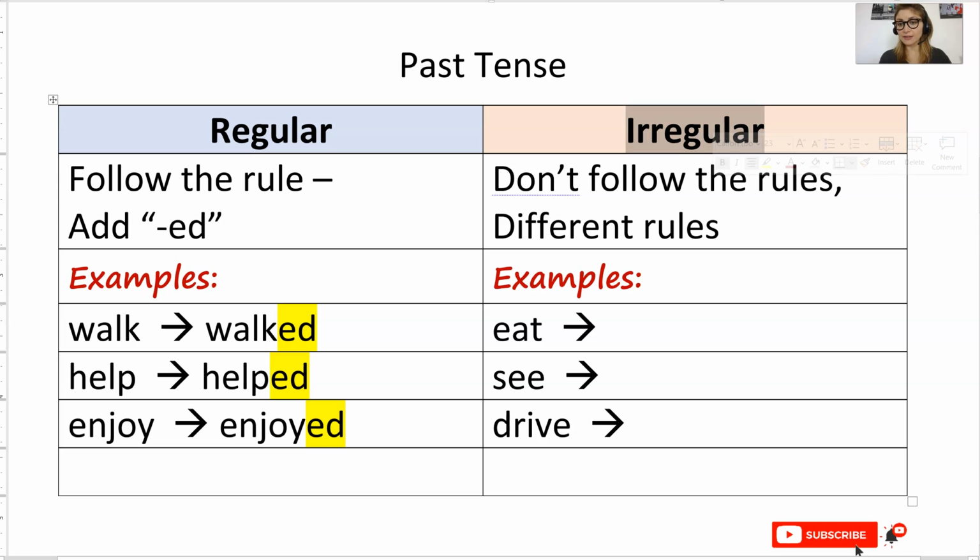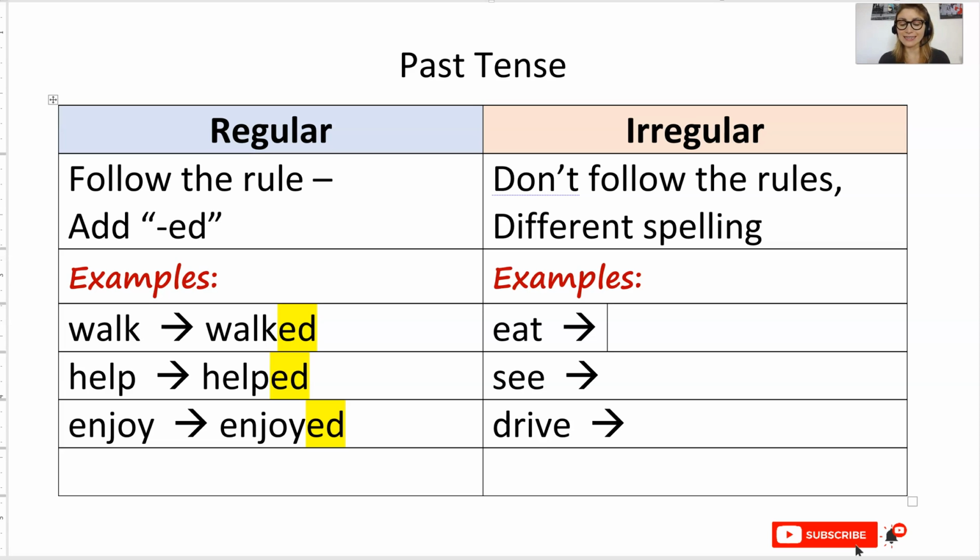Now we have the other side, irregular. Irregular verbs don't follow the rules. It looks like they have different rules sometimes, but really they just don't follow the rules. What you're going to see here at the bottom is different spelling. We are not going to do ed at the end. This gets a little tricky, right? We need practice with these. So let's look at some of these.